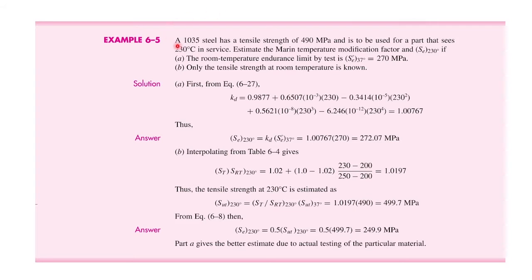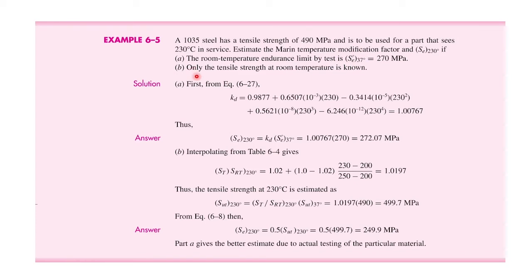Let's read the problem together. A 1035 steel has a tensile strength of 490 megapascal and is to be used for a part that sees a service temperature of 230 degrees Celsius. Estimate the temperature modification factor KD and S_E at 230 degrees if what is known to you is the room temperature endurance limit of 270 megapascal.